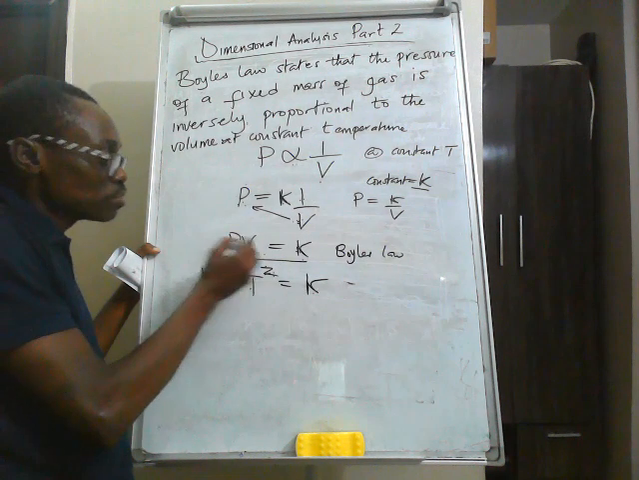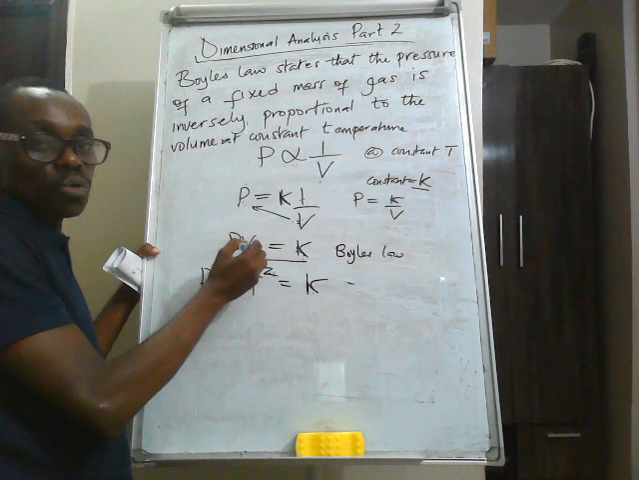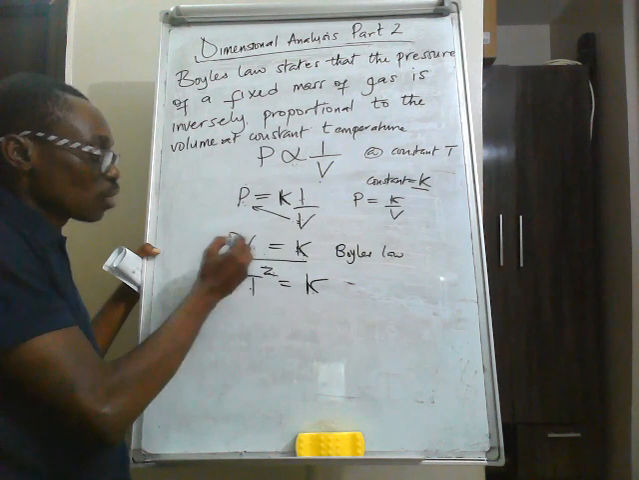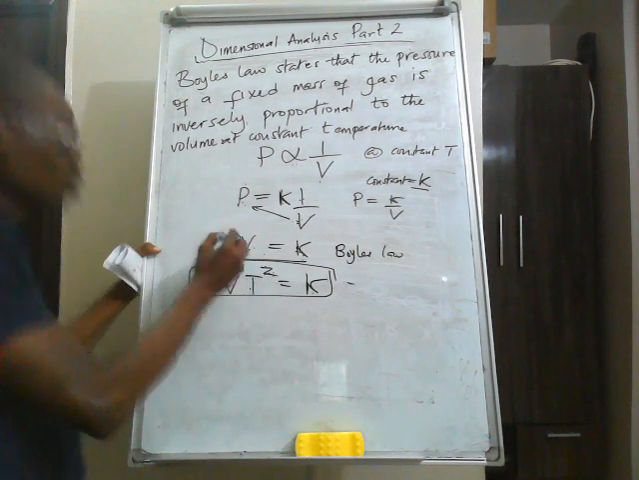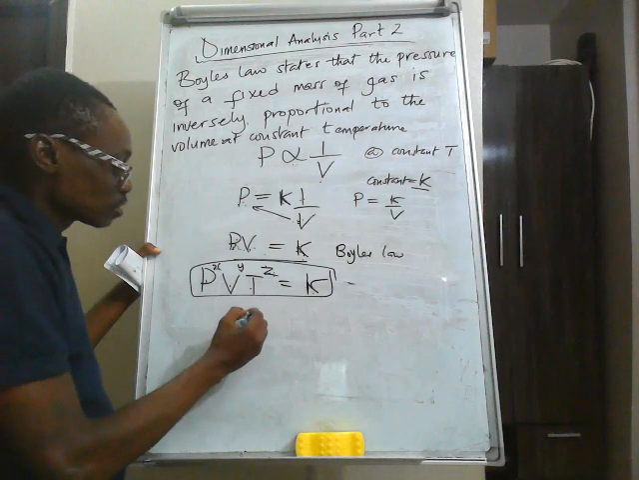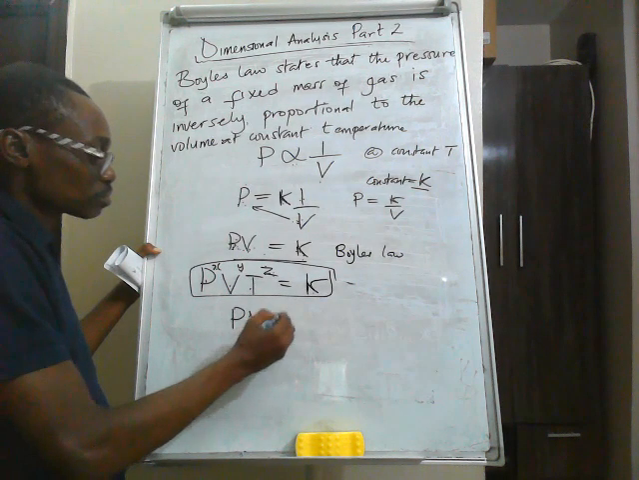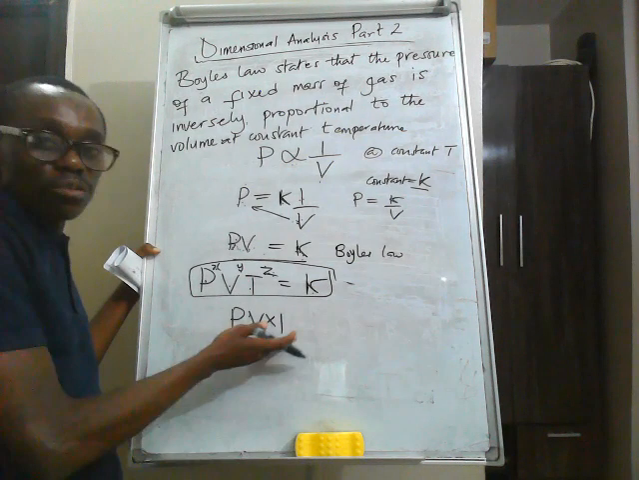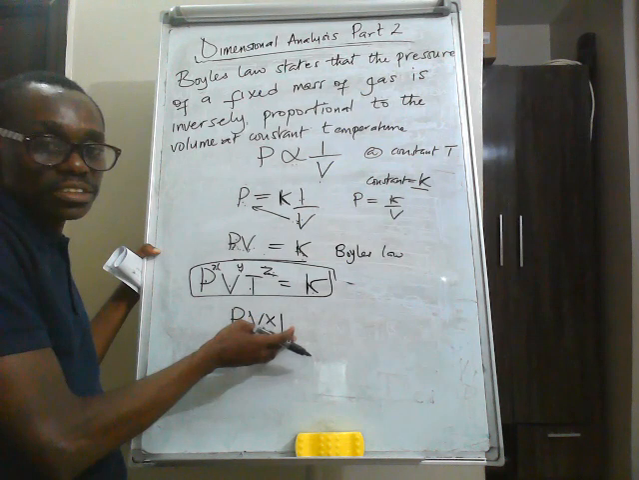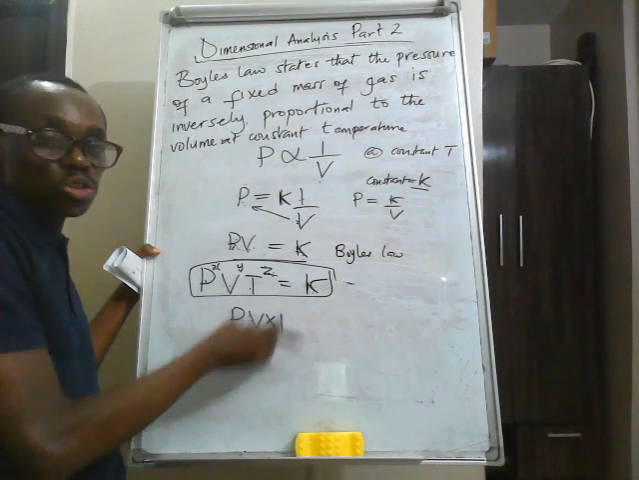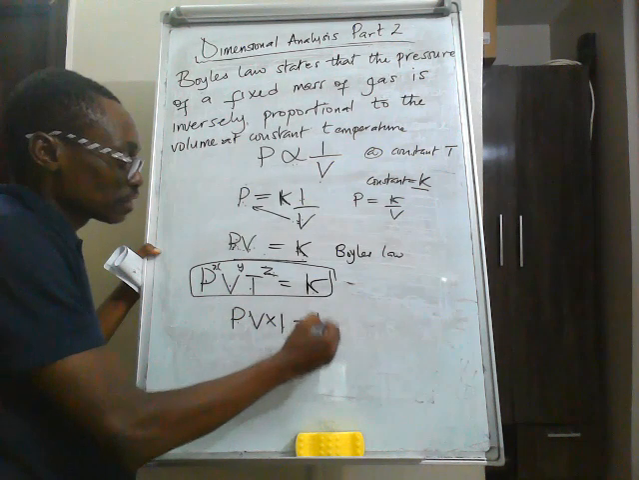Right now we have that PV is equal to K, but there is no T over here. So we are going to introduce that T. Now let's multiply this by 1. When you multiply something by 1, it doesn't alter the value. So this 1 is representing the T we want to introduce. So we have PV times 1 equals K.